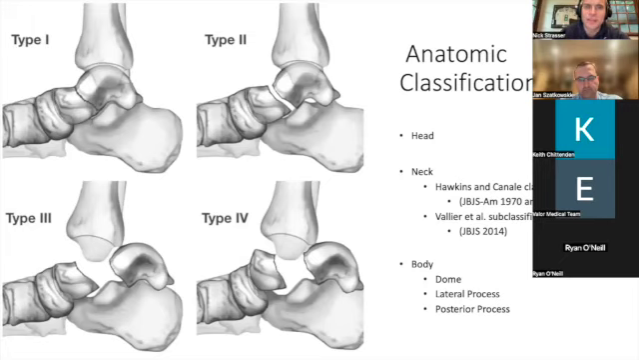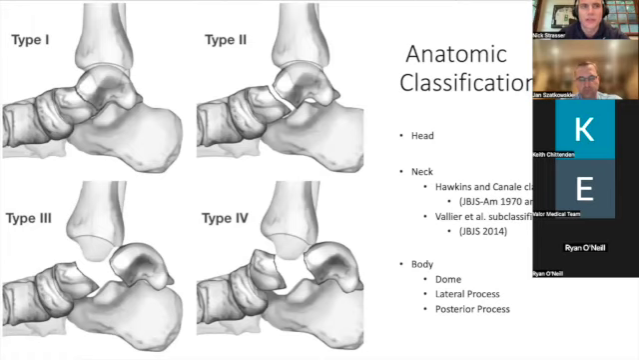When we talk about fractures of the talus, we talk about them based off of anatomy. And so that is going to be the head, the neck, and the body. And the neck has one of the more classic classifications, which we call the Hawkins classification, going back to 1970. And that was modified in 1978, and then again in 2014.